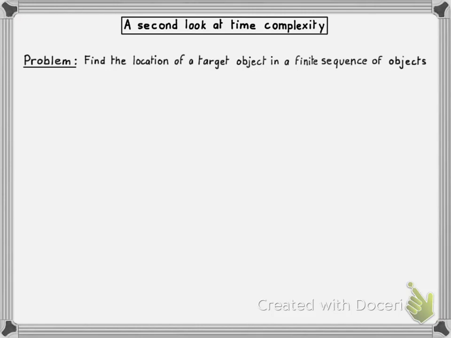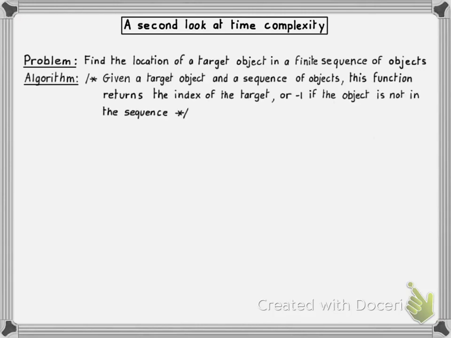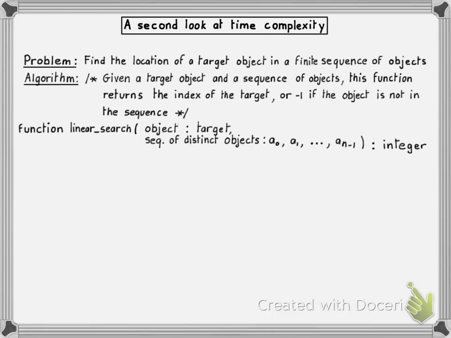The problem is to find the location or the index of a target object in a given finite sequence of objects. So this is the description of the input and output of the algorithm. The algorithm is called linear search, takes as input one target object and one sequence of distinct objects a sub 0 to a sub n minus 1 and returns an integer.